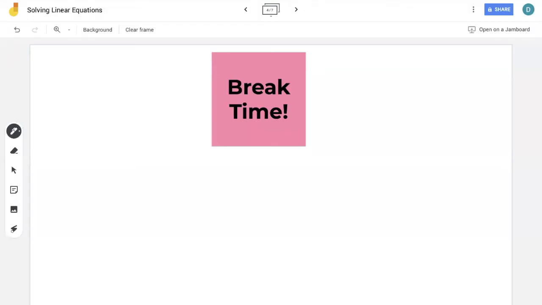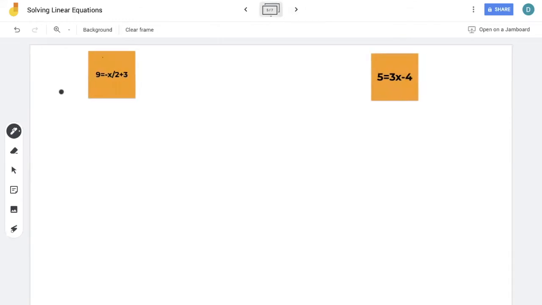Hi, everyone. Welcome back. I hope you enjoyed the break. So let's take a look at some more examples of solving linear equations. We'll finally get to see reverse order of operations in play now. So let's look at this first example on the left here.